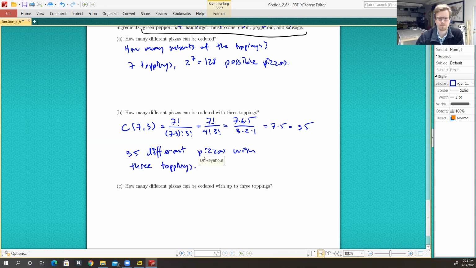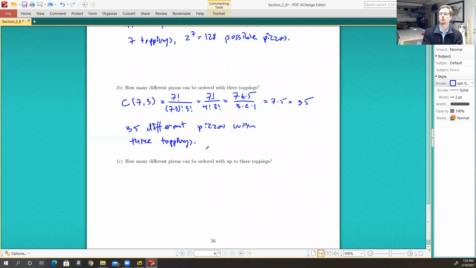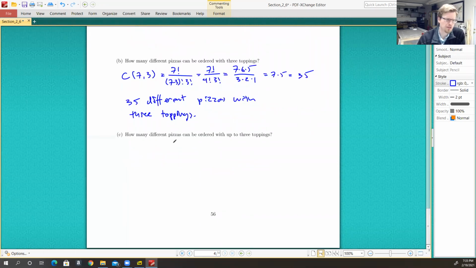Excellent, easy enough. So how many different pizzas can be ordered with up to 3 toppings? So we've slightly adjusted the problem one more time. How many ways can we order a pizza with up to 3 toppings? So what we're saying here is we have 7 possible toppings that we can put on the pizza. We can choose up to 3. Well, what does it mean to choose up to 3? Well, I could choose 0, or I could choose 1, or I could choose 2, or I could choose 3.